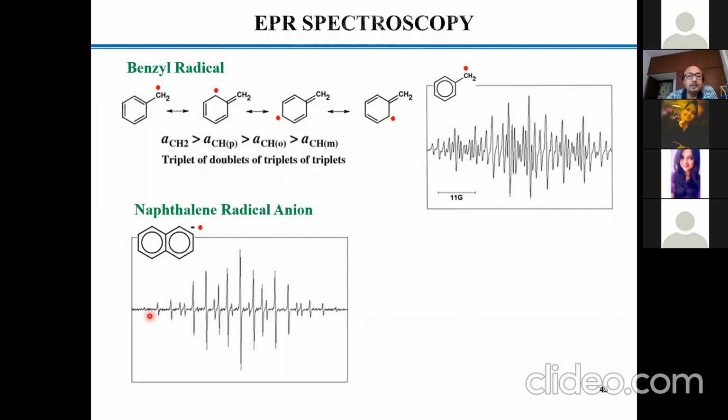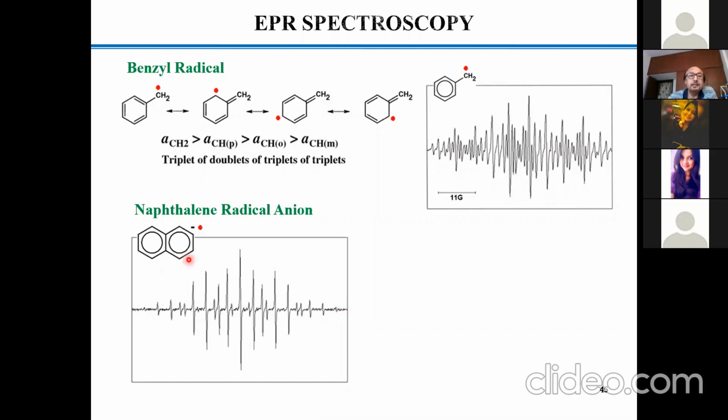How many lines are you getting? I have calculated around 25. 1, 2, 3, 4, 5, 6, 7, 8, 9, 10, 11, 12, 13, 14, 15, 16, 17, 18, 19, 20, 21, 22, 23, 24, whatever it is. Certainly much more than 8. That means these two are not equivalent, and it is not a delocalized situation. It's rather a kind of localized situation.